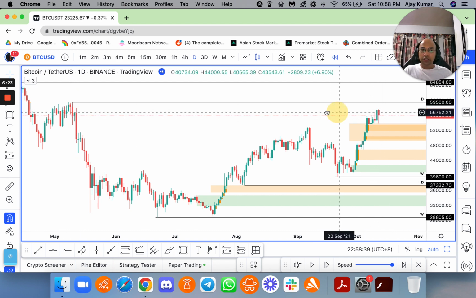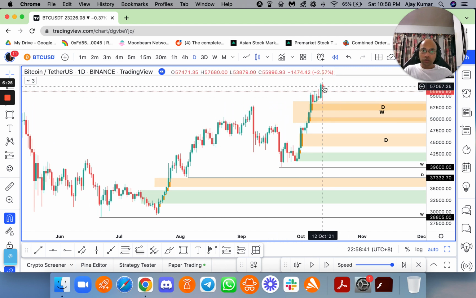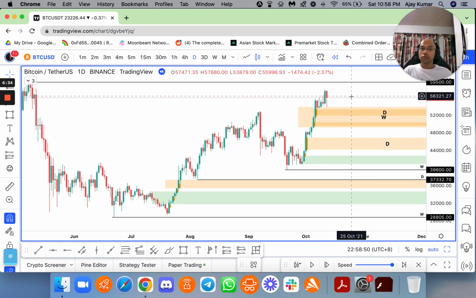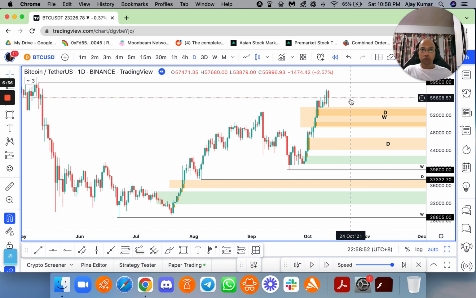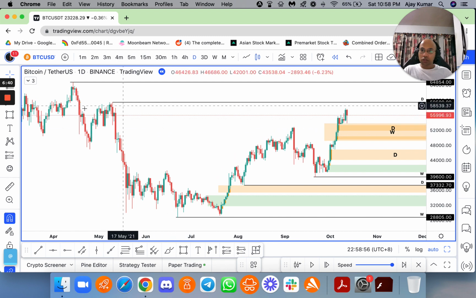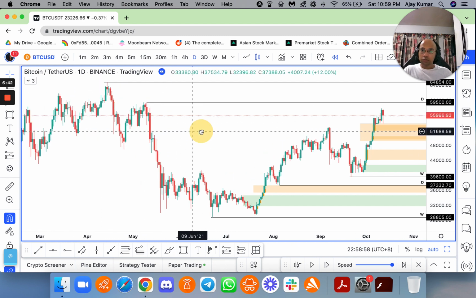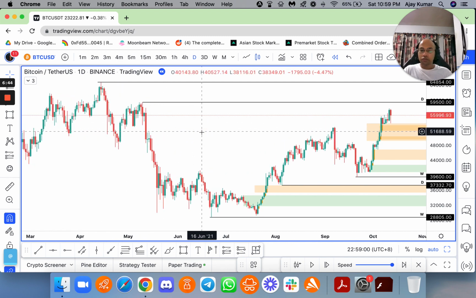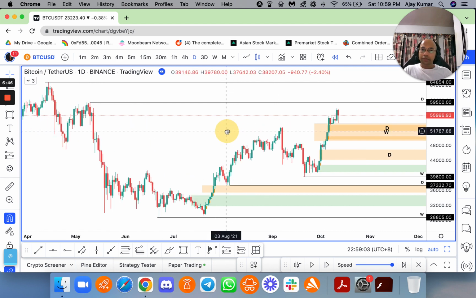This is a fairly good move. This was a move from, let's say, 57,388 to 54,000. Wow, that's like, I don't know, 10% move. Yeah. So yeah, good lesson for me. This is what backtesting teaches you. Do a lot of backtesting.